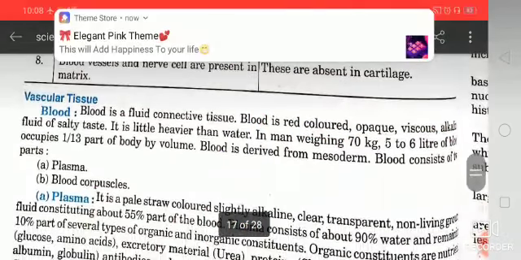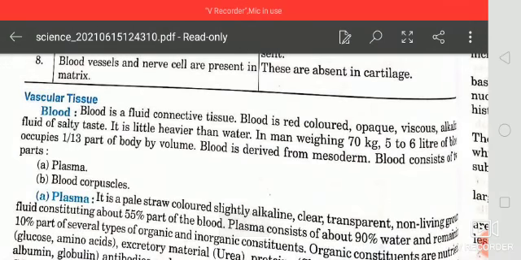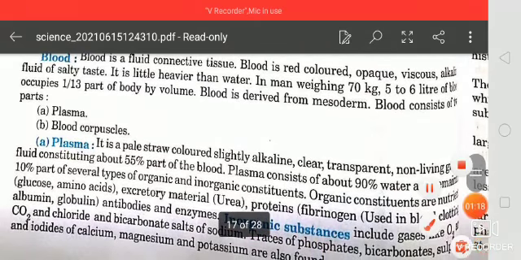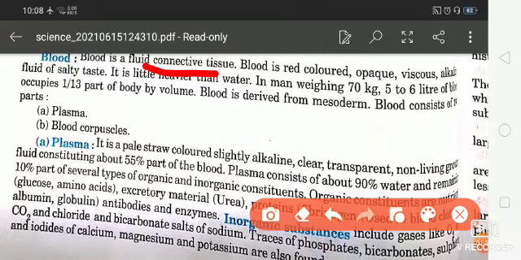Next one is vascular tissue. So students, you know vascular tissue, that is blood. Next, you are studying about the blood. So you know that vascular tissue blood is a fluid connective tissue. It is a very important question, and it is red in color.